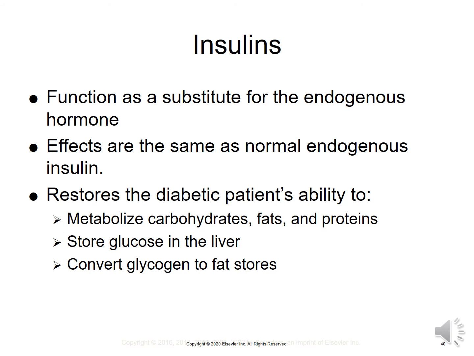Insulins, when we give them, function just like the insulin that the body makes. They give the diabetic patients the ability to metabolize carbs, fats, and proteins, to store glucose in the liver, and convert glycogen to fat stores.